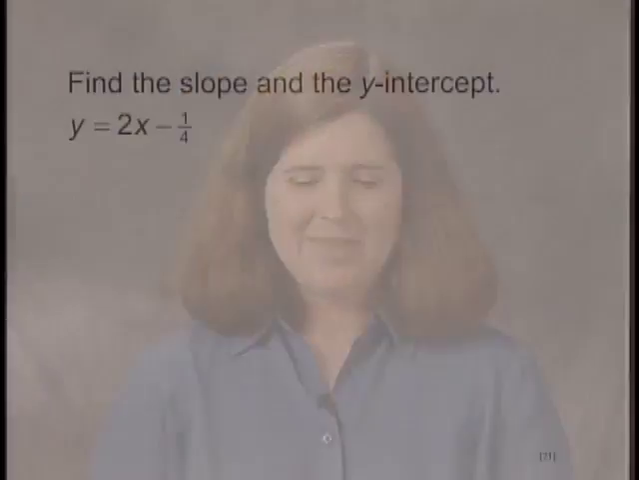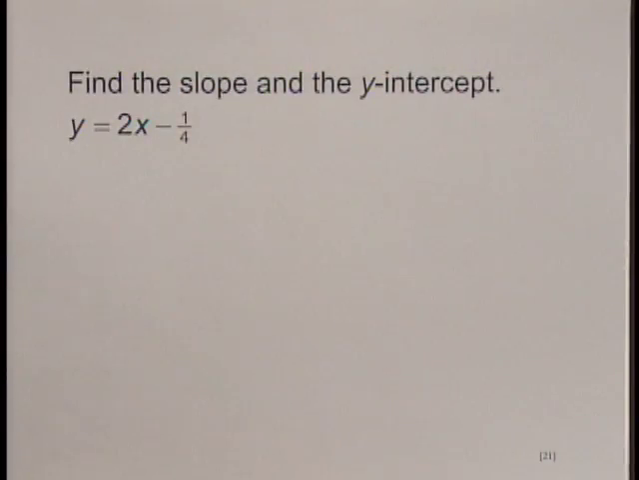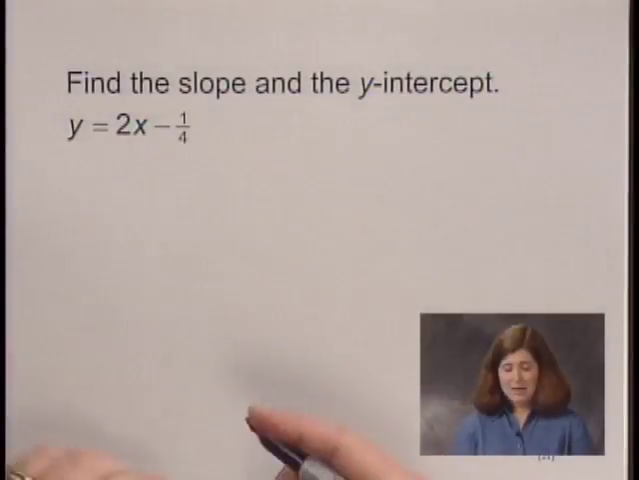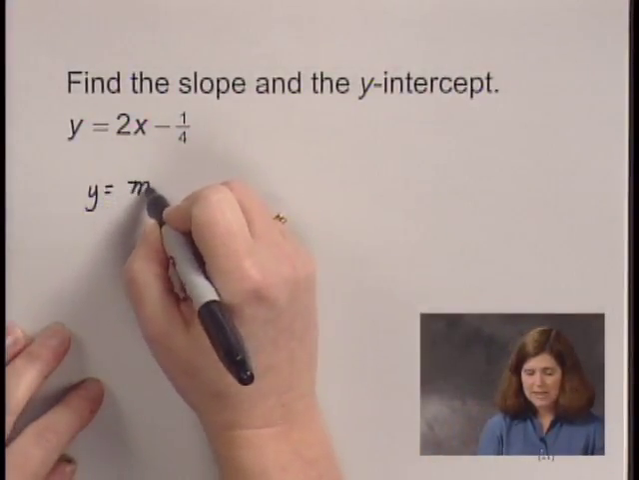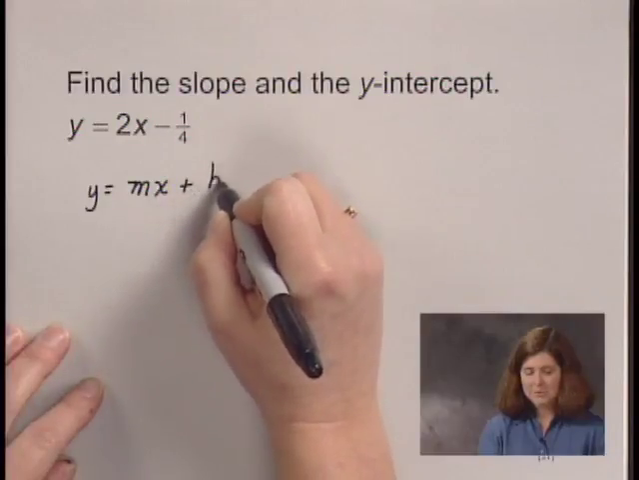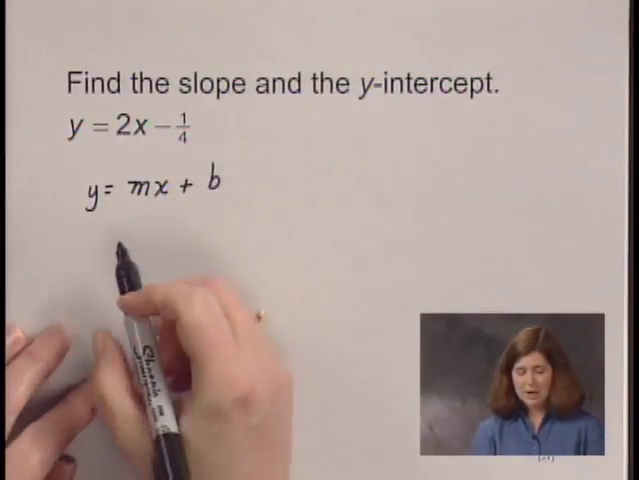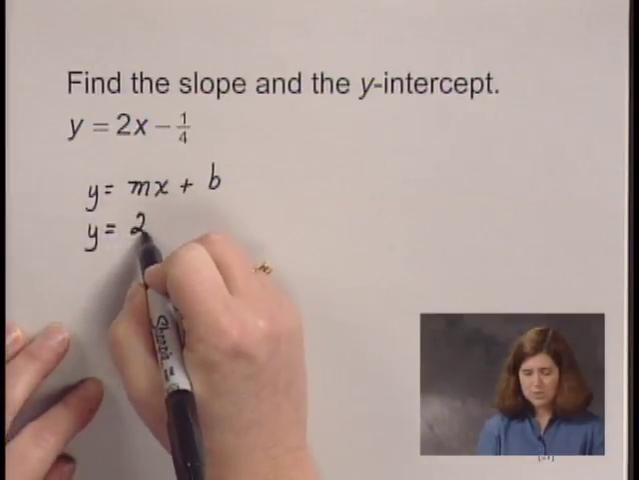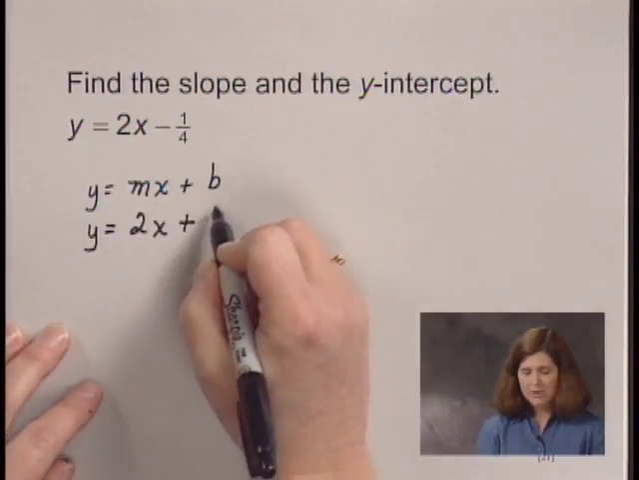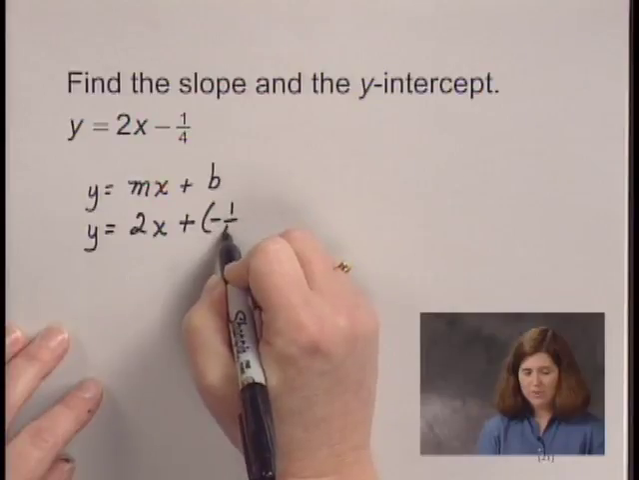In this problem, we'll find the slope and the y-intercept of a line from the equation of a line. The equation is y = 2x - 1/4. This is written in the form y = mx + b, and we can see that by rewriting directly under here y = 2x + (-1/4).